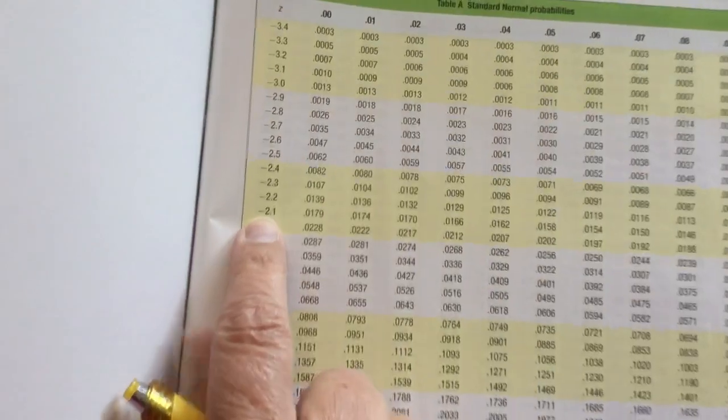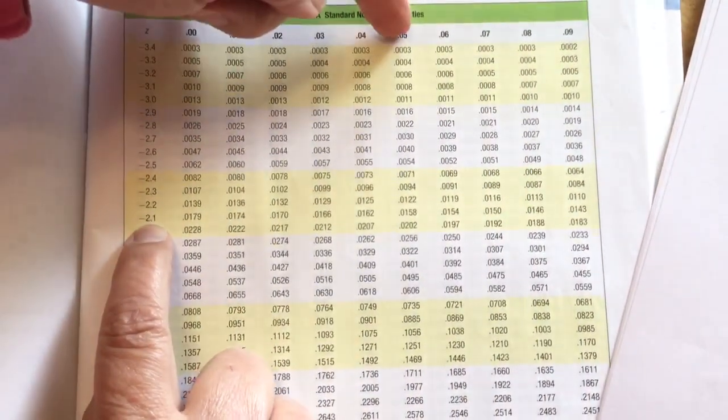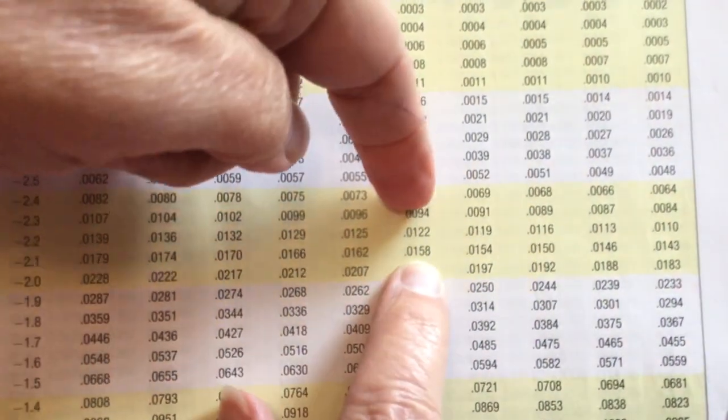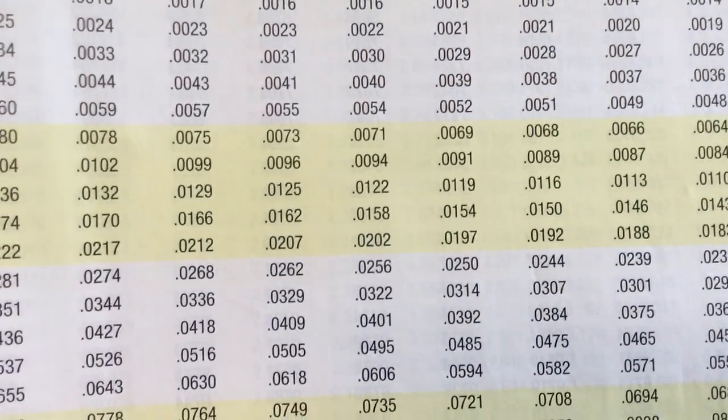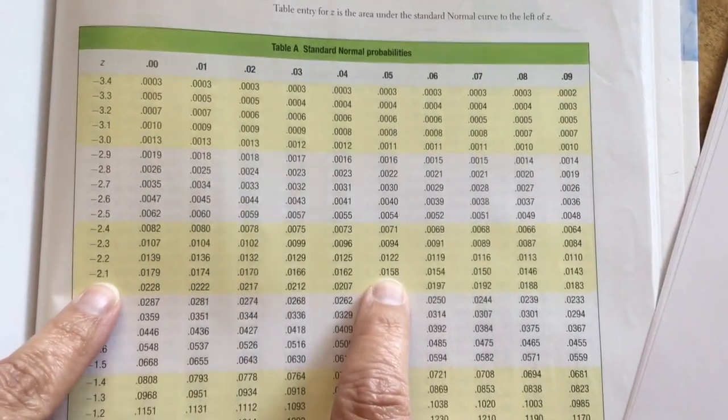Negative 2.1. I'm going to hold my page. Negative 2.1 and then 5. Where am I? So 0.0158. You with me? Did I do that again? 0.0158. Go back up. So there's the 0.05 and there's the 2.1. So 2.15.